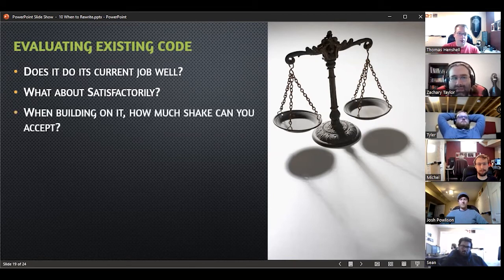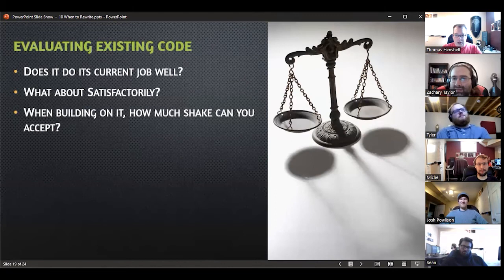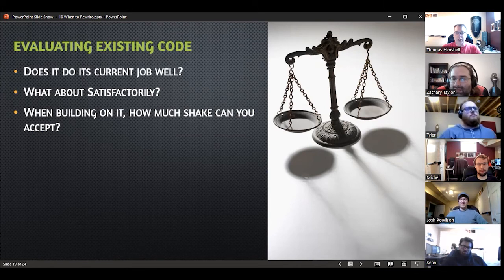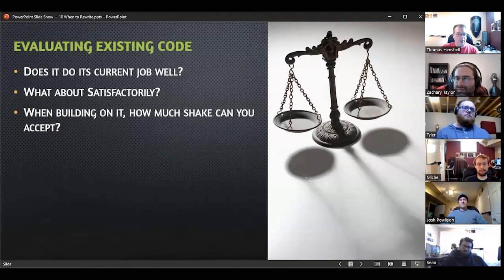When I'm building on this existing code, how much shake can I accept in the building? How much sway will I accept in the building? And if your answer is none, I accept no sway, and it has to be written well, otherwise it requires a rewrite, you are a purist and you belong in academia, okay? You do not belong in game dev where we ship products. The way you ship products is asking, is this satisfactory, and how much shake in the building will I accept? I accept 3% of the wind moving the building back and forth, okay? Because the cost of less movement is so high. So those are, I think, key questions for when you're looking at the existing code.